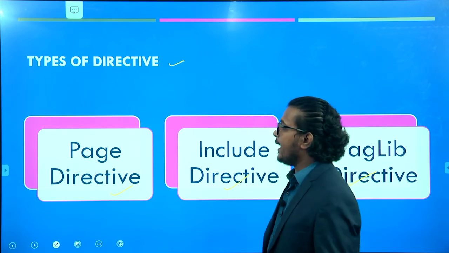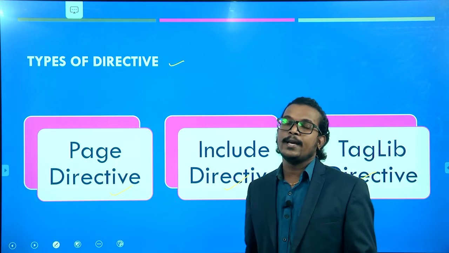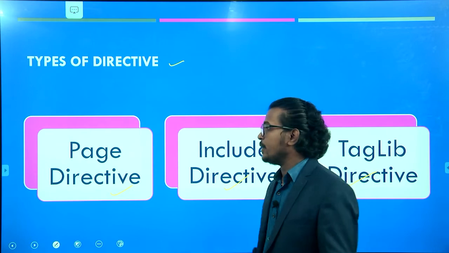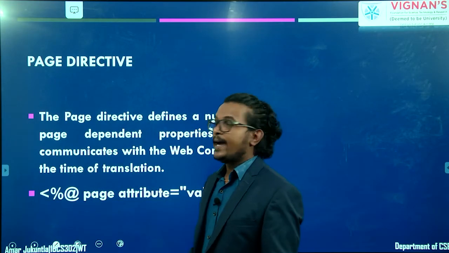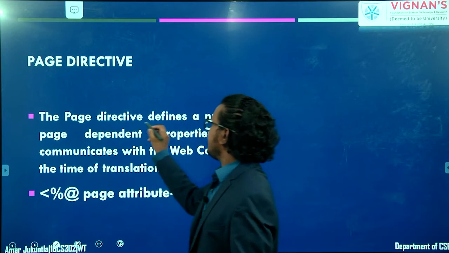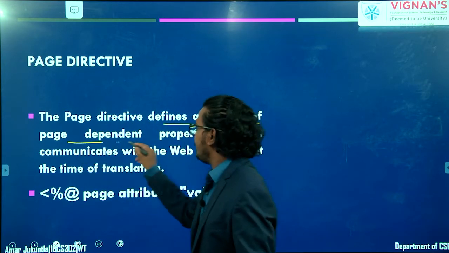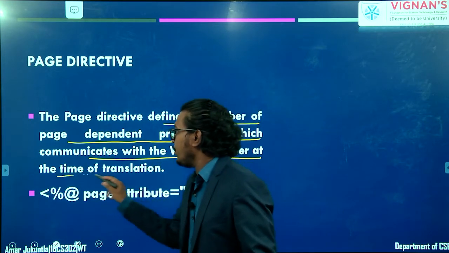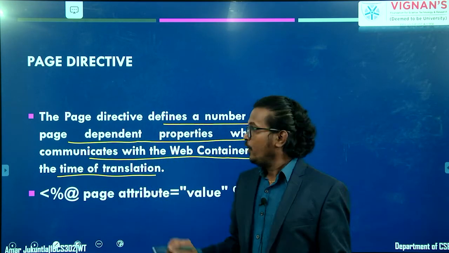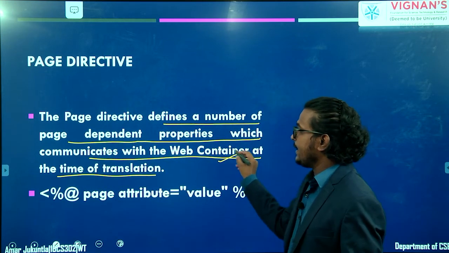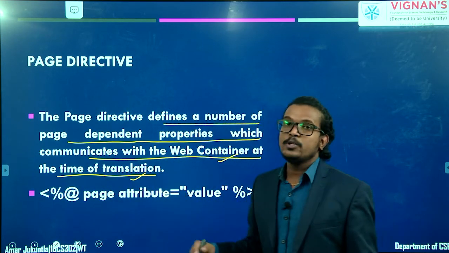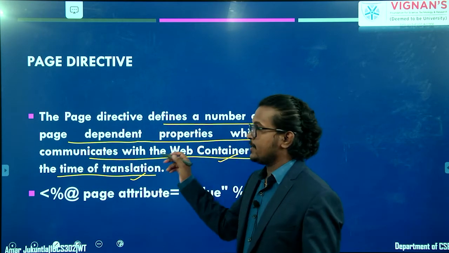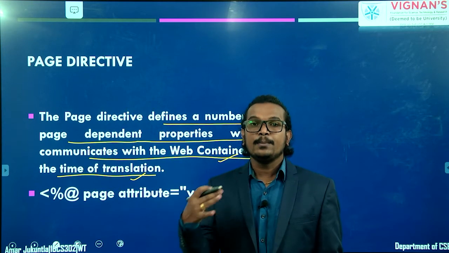So quickly we'll dive into the page directive: what it does, and what its role is in a JSP. This page directive defines a number of page dependent properties which communicate with the web container at the time of the translation. It defines all page dependent properties.